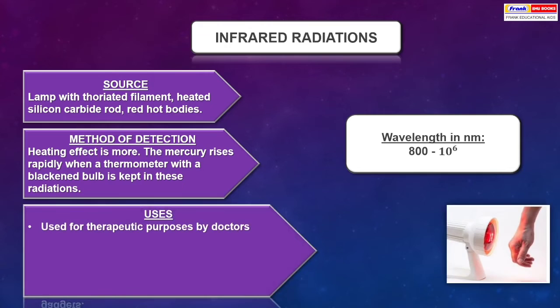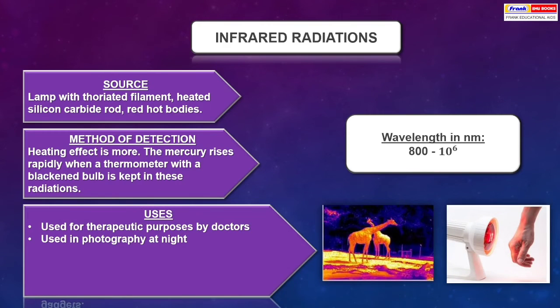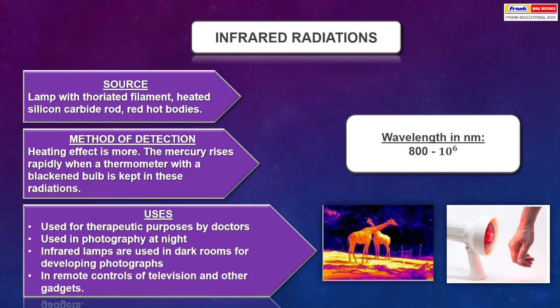Uses: used for therapeutic purposes by doctors. Used in photography at night. Infrared lamps are used in dark rooms for developing photographs, in remote control of televisions and other gadgets.